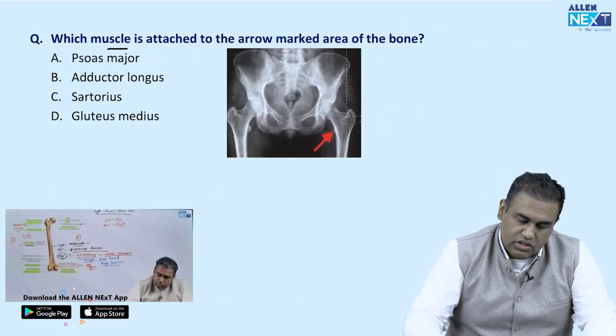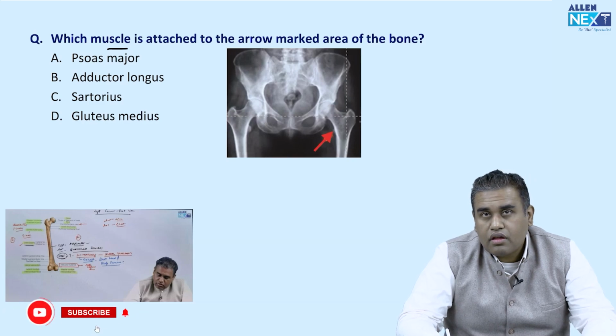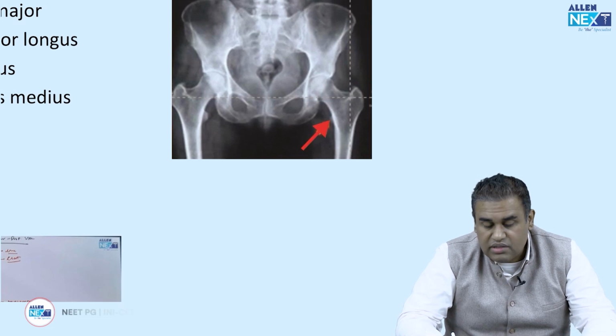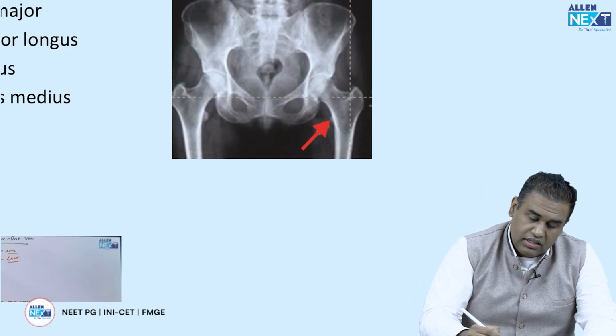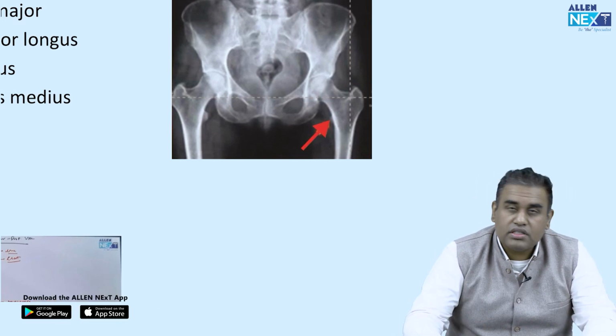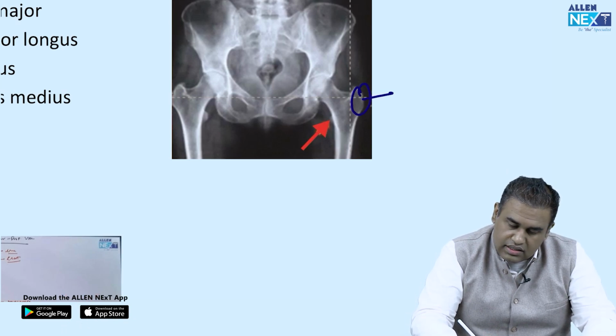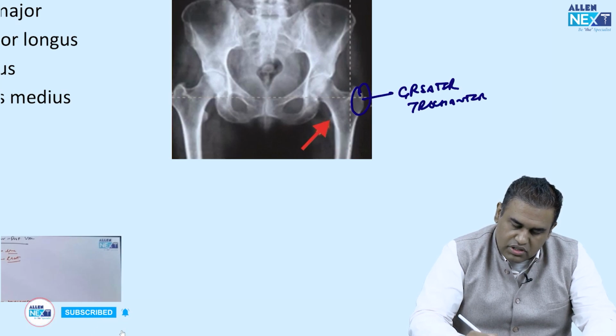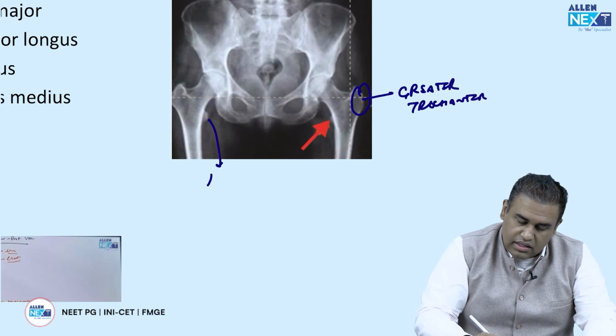Which muscle is attached to the arrow marked area of the bone? So now they have given an X-ray over here, and the arrow is towards the femur, on the medial aspect. Now, which important structure lies over here? That is the question. This thickened part is known as the greater trochanter. And where the arrow is lying, a small projecting part, if you can see on this side as well, that is the lesser trochanter.